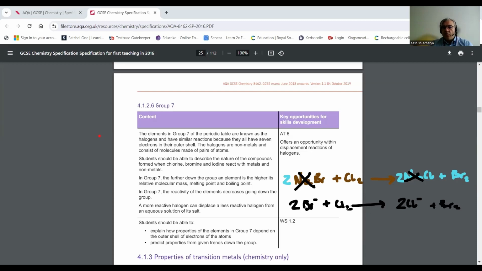Now, chlorine is above bromine in the periodic table. Chlorine is more reactive than bromine because it is above. So chlorine will be able to gain the electron more readily. So it forces the bromine to displace. And this is what we mean here. The more reactive halogen can displace a less reactive halogen from an aqueous solution.